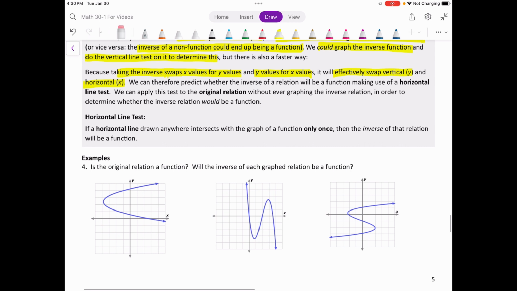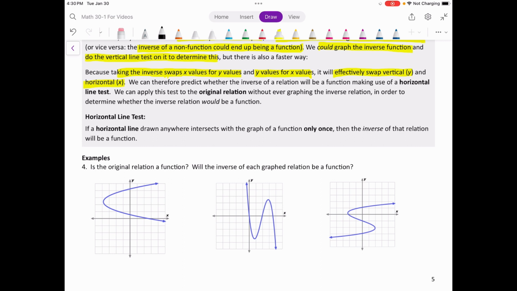So that's the idea here. If I want to know if the inverse of this relation will be a function, I shouldn't call this one a function because it's not, what I actually need to examine are the y values with a horizontal line. Because those y values, when I take the inverse, will become the x values, which is what I would then check on the inverse to see if that inverse is a function.